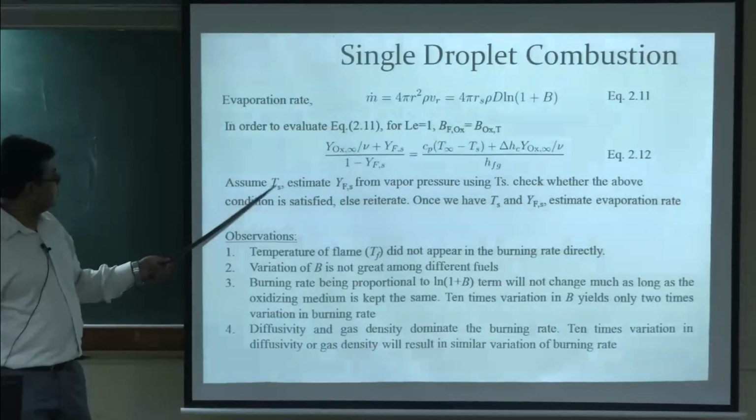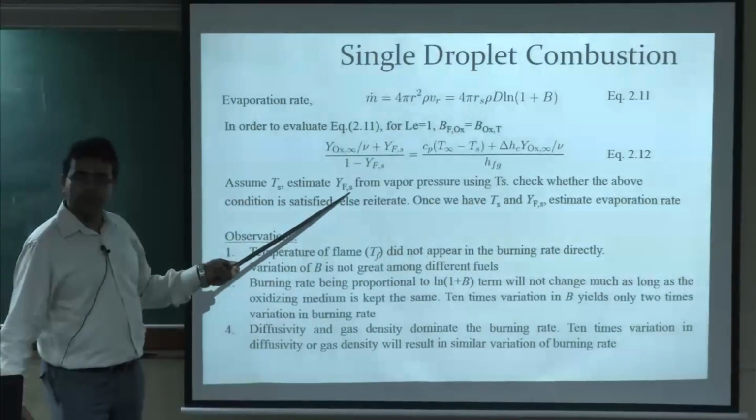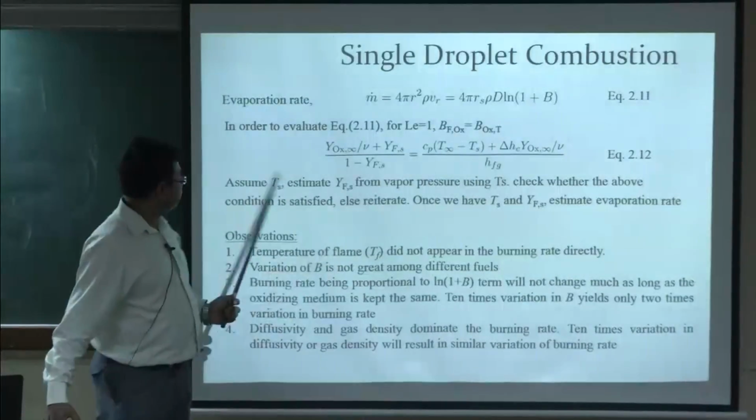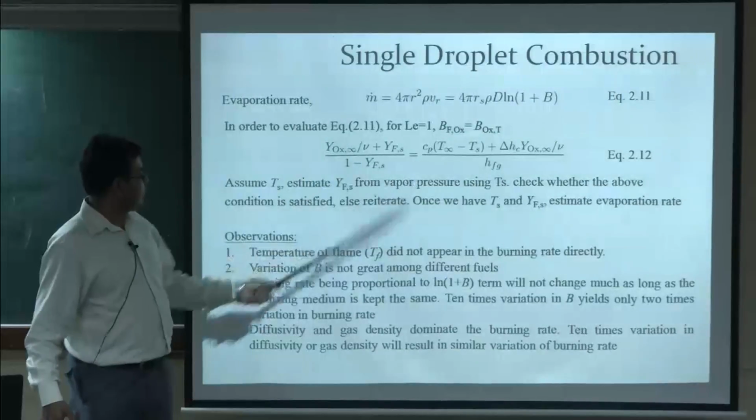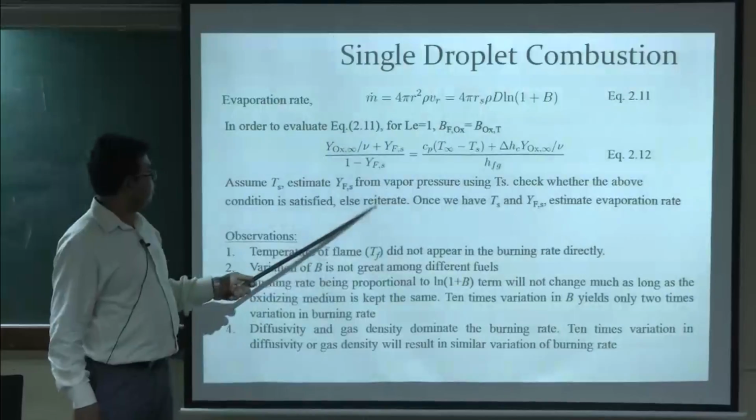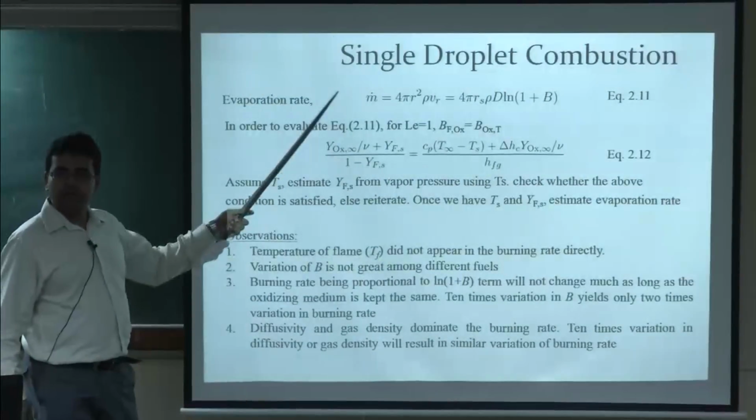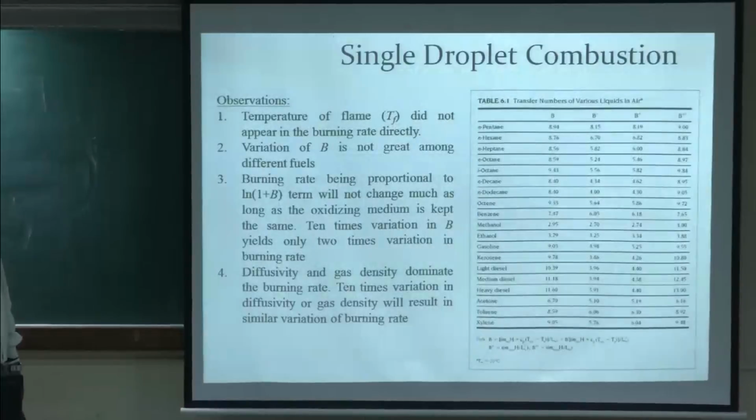So, how do you calculate? We assume the droplet surface temperature Ts, and then we estimate YFS from the Clausius-Clapeyron relationship, and then using this Ts we can calculate this, and check whether we satisfy this condition. If not, then we iterate, and if we have converged, then we know what Ts and YFS are, everything, and then we can calculate the rate of evaporation. Okay.